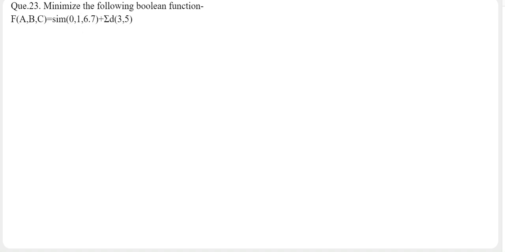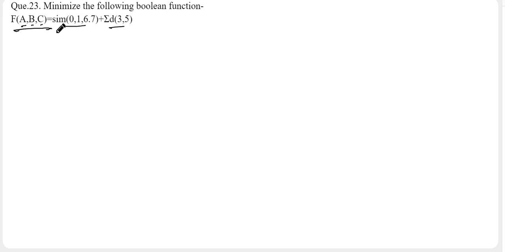Viewers, welcome to add-on. In this question we are asked to minimize the following boolean function, and as we can see the question, the min terms and don't care terms are given to us, so we need to perform the minimization using K-map. So this is a three variable K-map because there are three variables which are given to us, A, B and C, right?